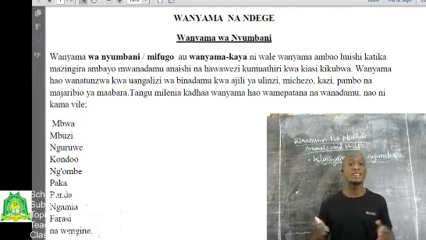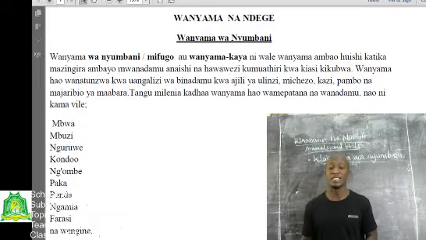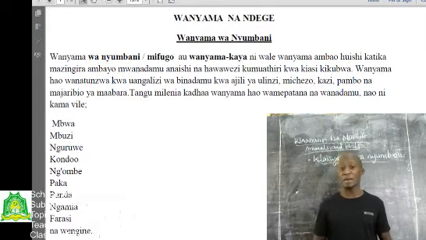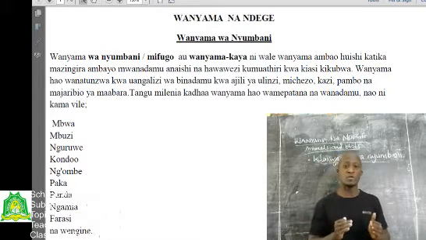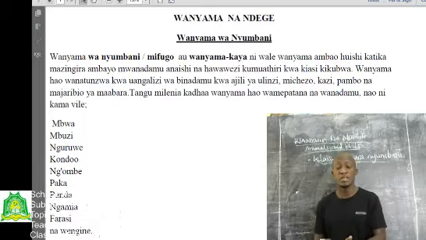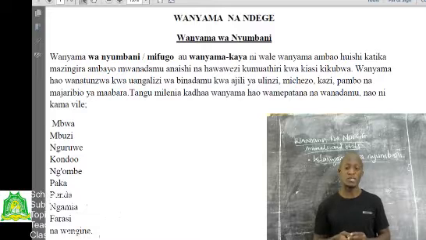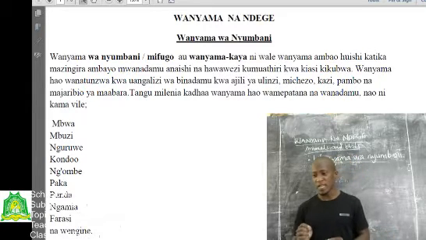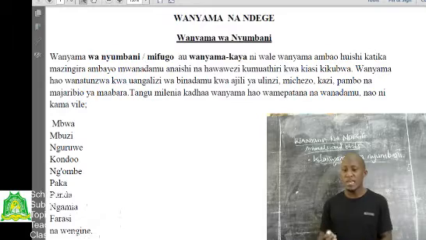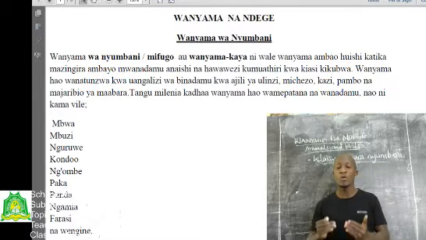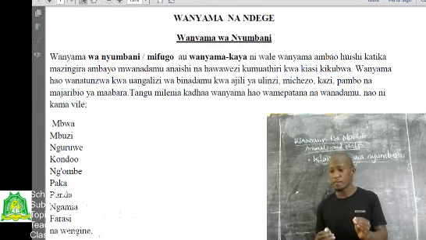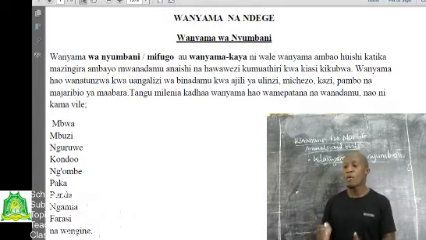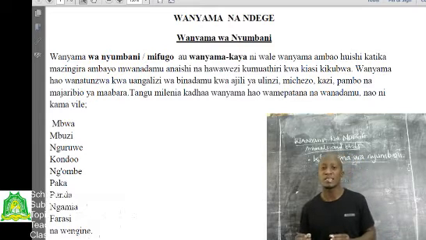In your primary and secondary perhaps, some of you have studied that domestic animals are animals that are kept at home. Of course, yes. Now here they are telling us they are animals that are found within the environment. At home, you keep animals. We shall see what are those animals that we keep at home. So they are telling us wanaishi katika mazingira ambayo mwanadamu anaishi bila ama na hawawezi kumuathiri kwa kiasi kikubwa.